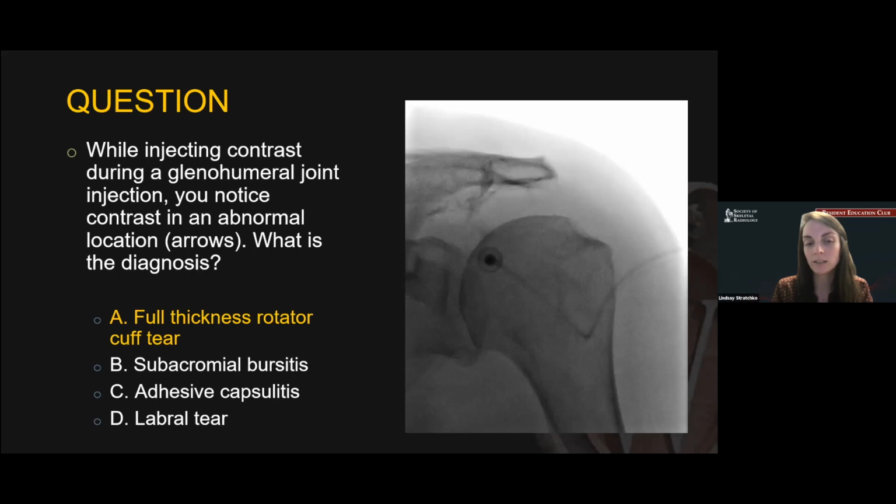Adhesive capsulitis can be a tactile sensation when you're doing these injections. They can be a higher resistance injection just because the capsule is not as capacious. Labral tear, we're typically not going to be seeing too much of that on our initial arthrographic images.